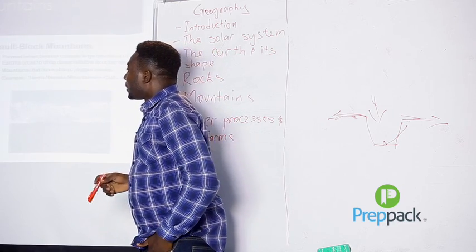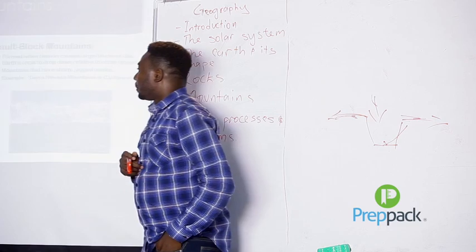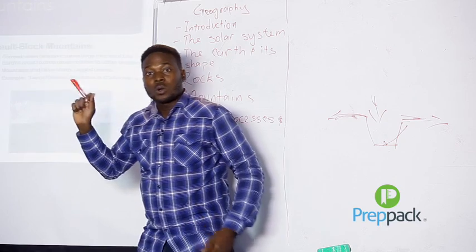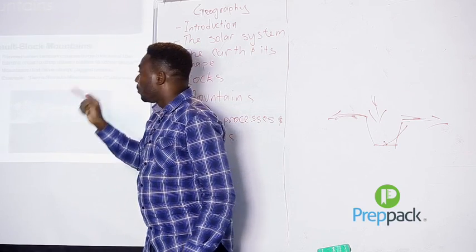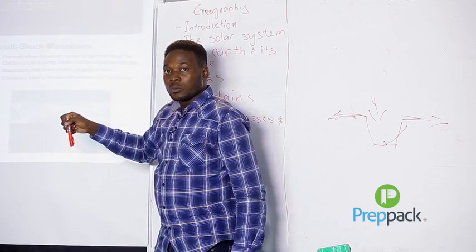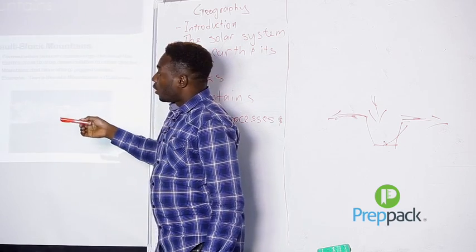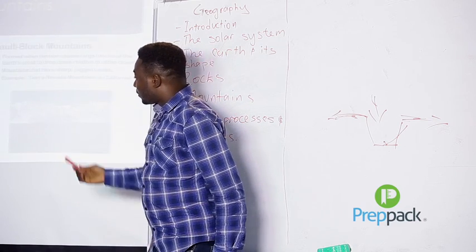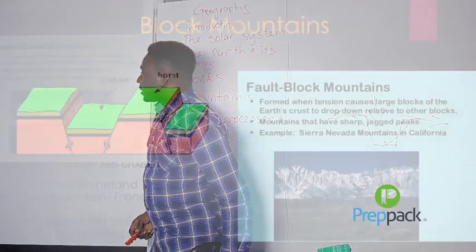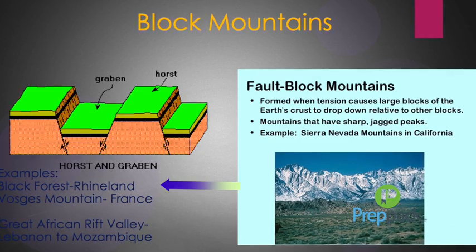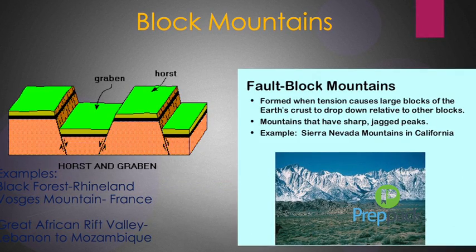graben. Looking at the diagram we have here, you will see the upper part, which is the mountainous part. That is what we call the horst or the block mountain. Then the depressed part, which is as a result of the tensional forces, is what we call the graben or the rift valley. Examples of this can be seen in the Black Forest in Rhineland, Germany, which is a block mountain. And then the other one is the Vosges in France, another good example of a block mountain.